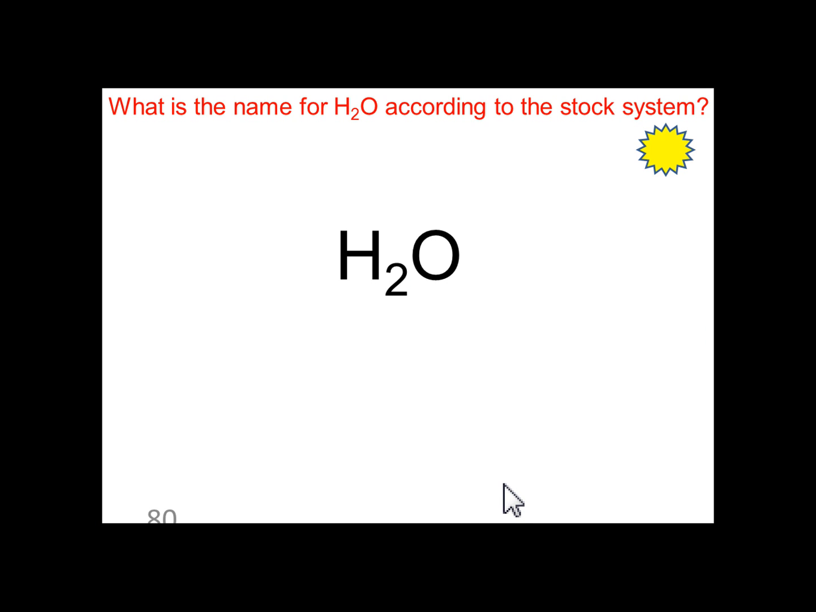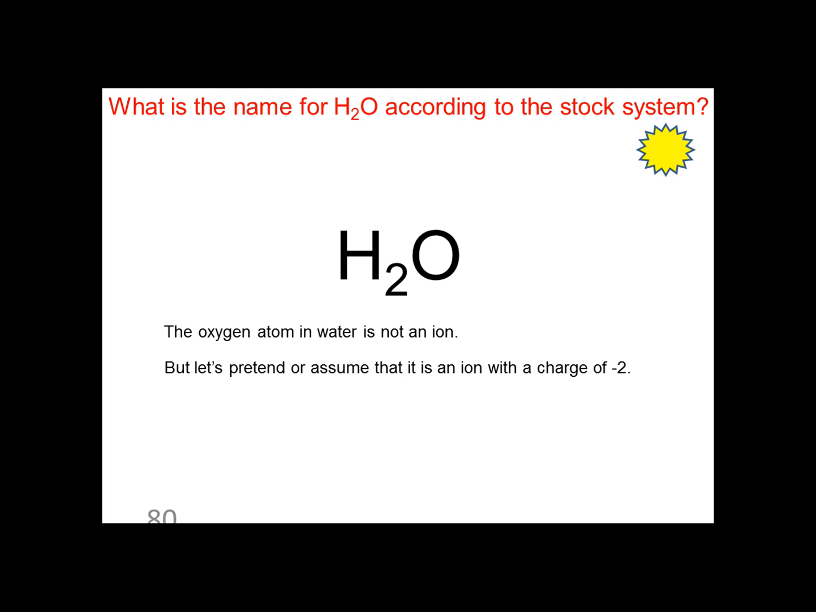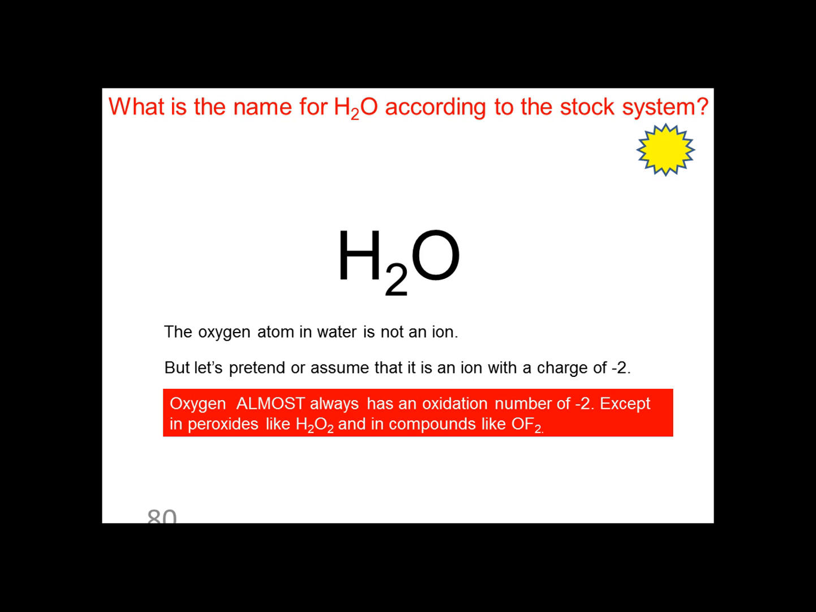Okay, now let's use this. What is the name for H2O according to the Stock system? Of course, you know that as water, but if you were asked on a test to name it using the Stock system, you would start with what you know, that the oxygen atom in water is not an ion, but if it were an ion, it would have a -2 charge. That brings us to another rule here.